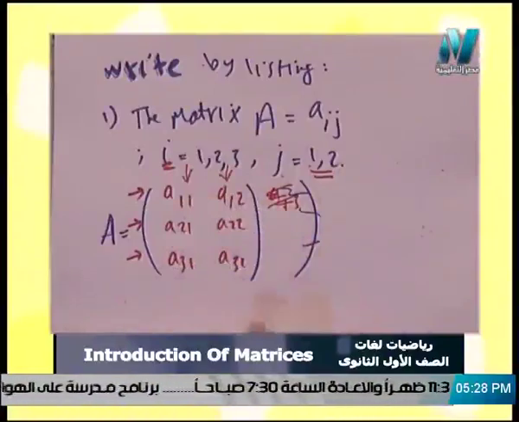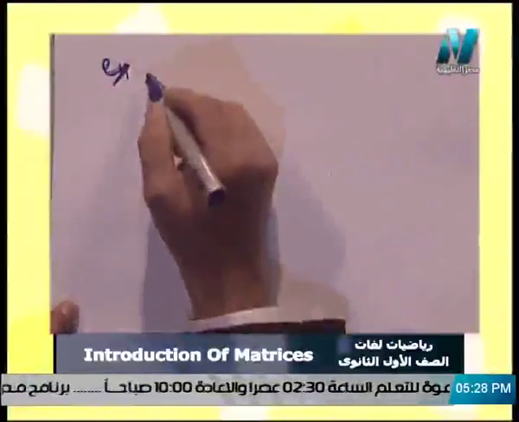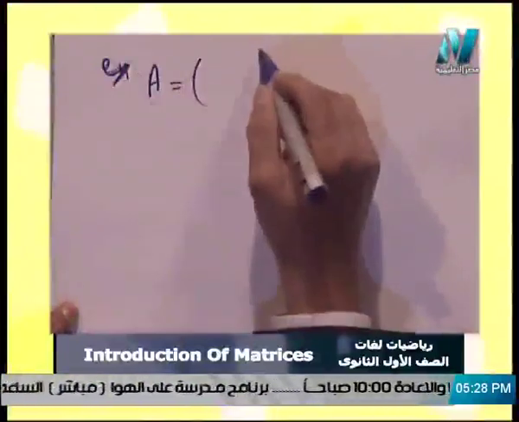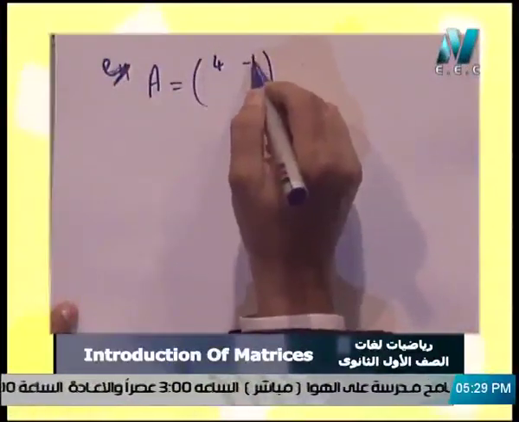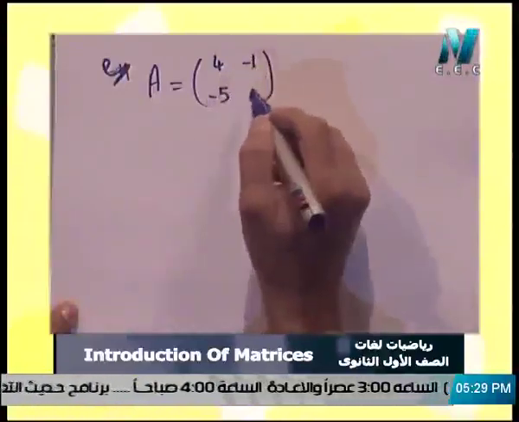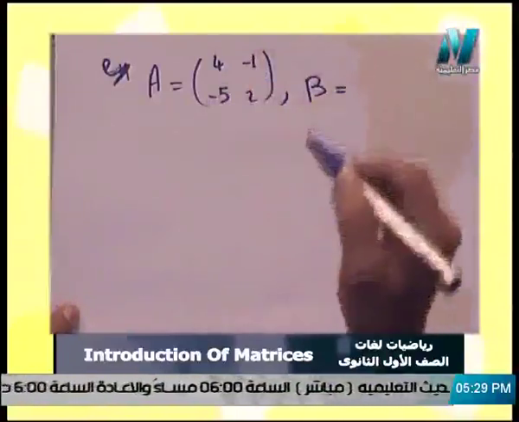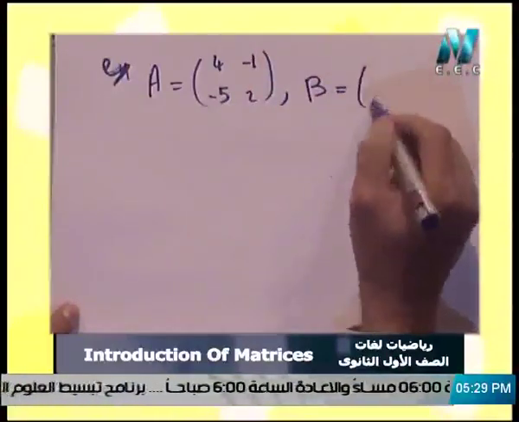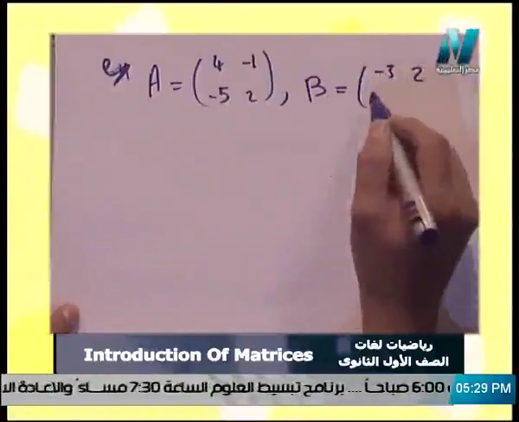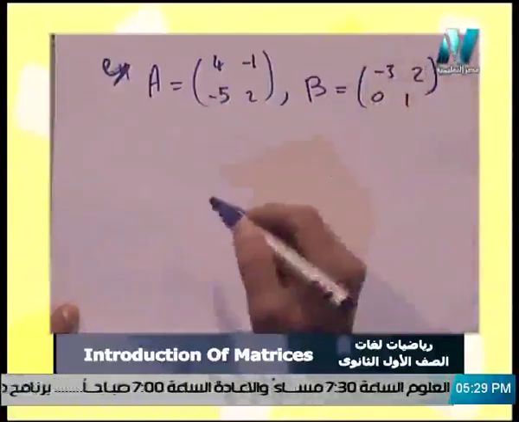Okay, let's move to another example here. We have many examples, and it will be easier for you because we will deal with numbers. So if we have an example like that, A equals this matrix: 4, -1, -5, and 2. And we have another matrix B equals -3, 2, 0, and 1.